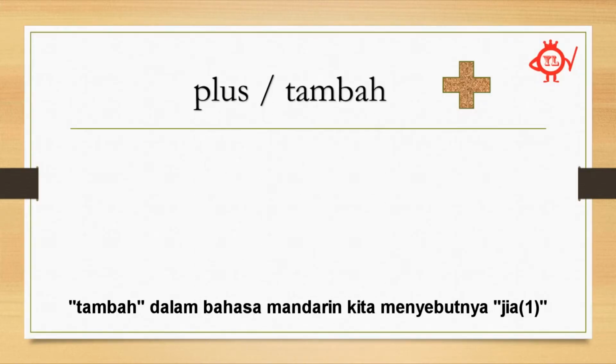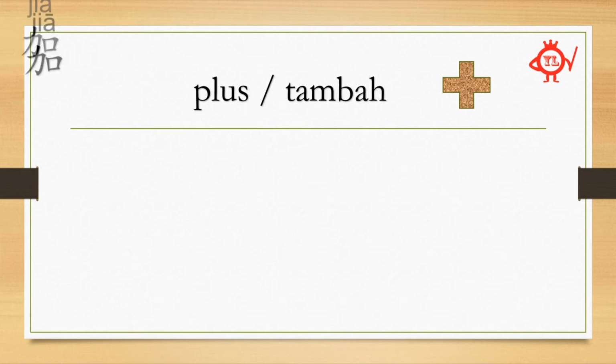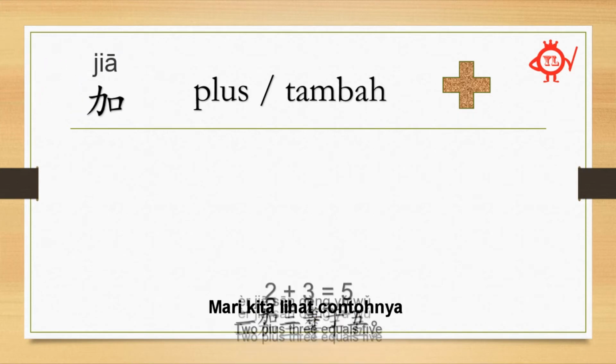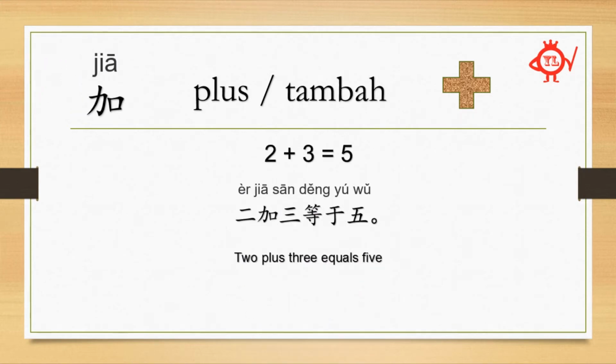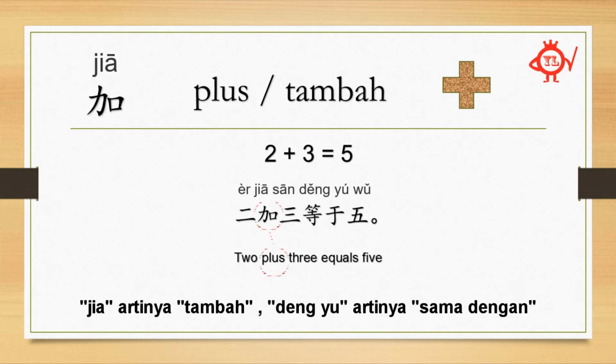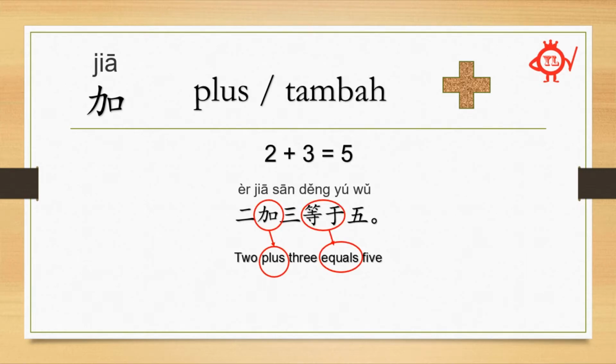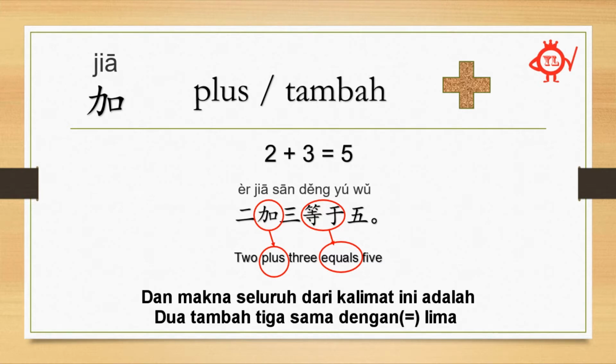First off, plus in Chinese is called 加. Let's look at the example. 2加3等于5. 加 means plus, 等于 means equals. And this sentence entirely means 2 plus 3 equals 5.